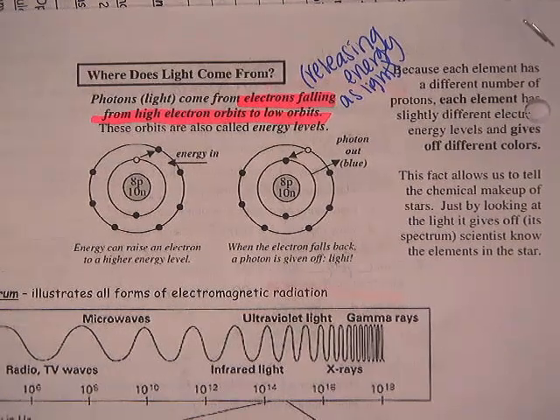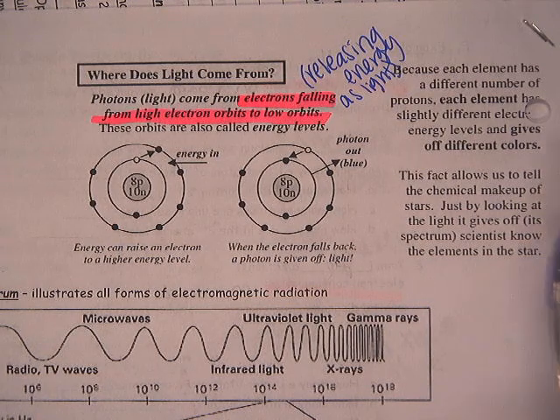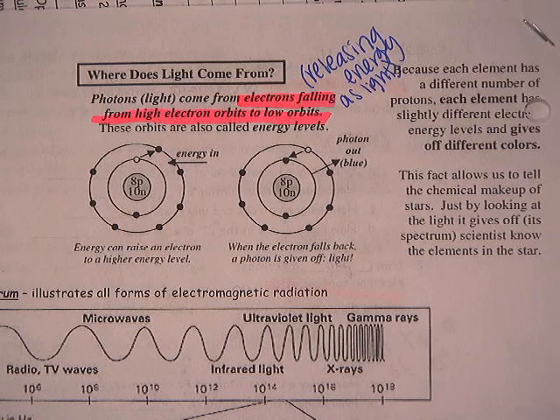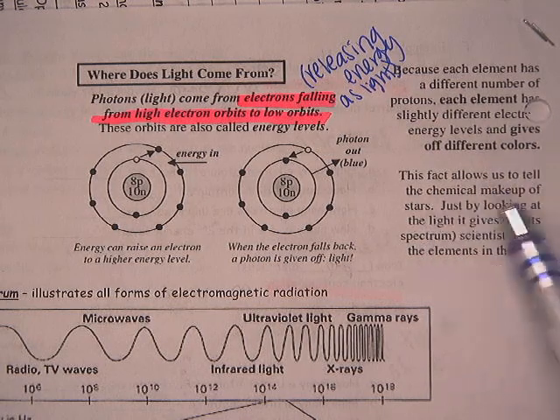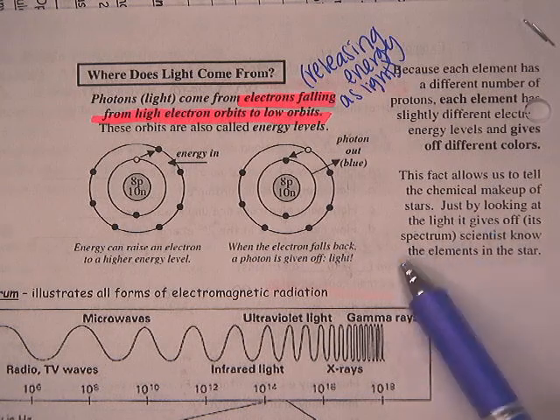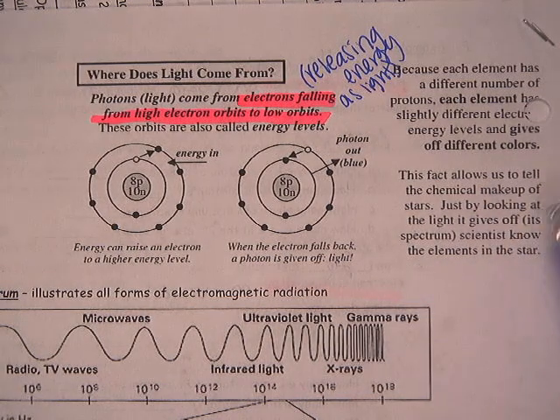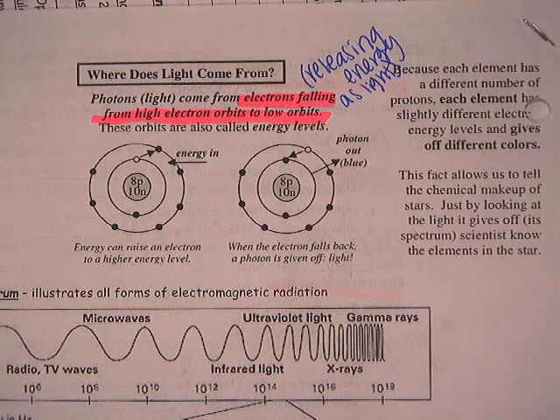Because each element has a different number of protons, each element has slightly different electron energy levels and gives off different colors. So these different colors are what we will observe in our flame test lab tomorrow, or next time I see you. And this fact allows us to tell the chemical makeup of stars. So just by looking at the light that it gives off, or its spectrum, the scientists know which elements are in any particular star.